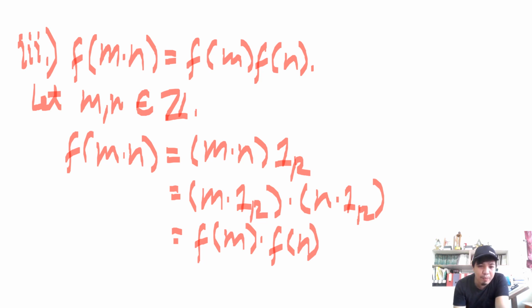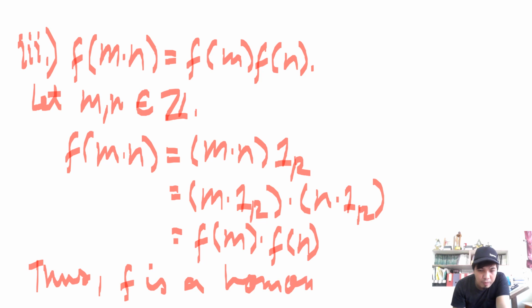Since the three properties are satisfied, we can now conclude that f is indeed a homomorphism of rings.